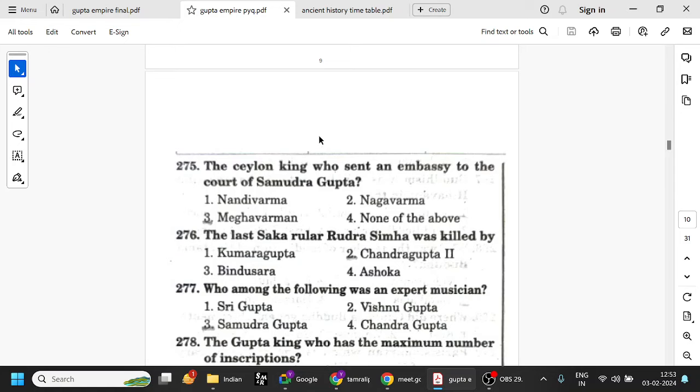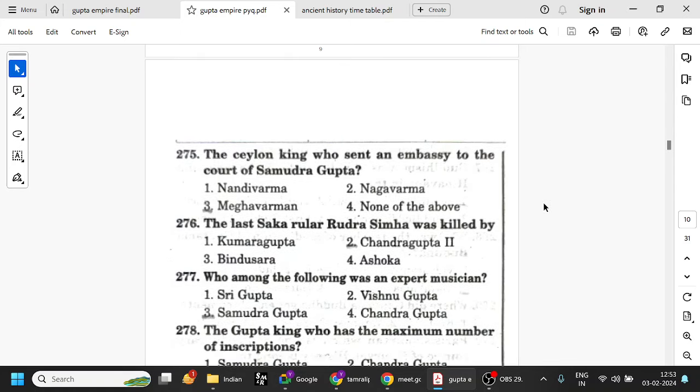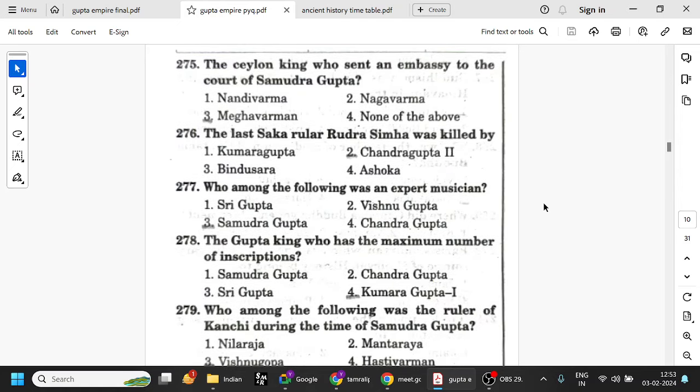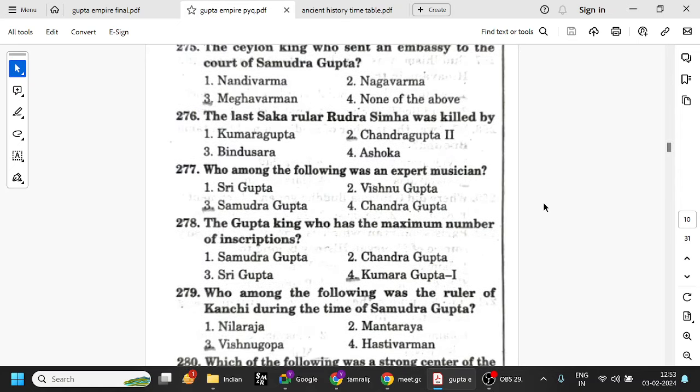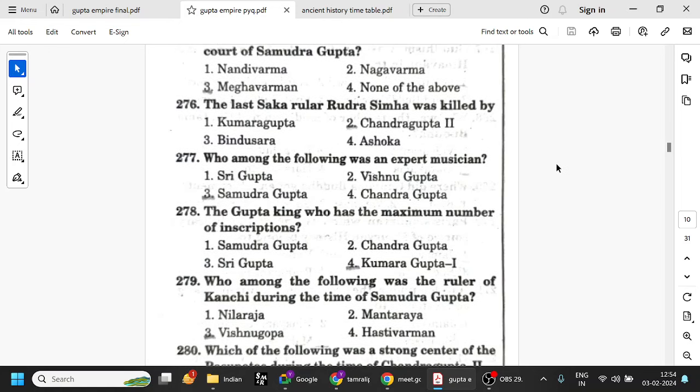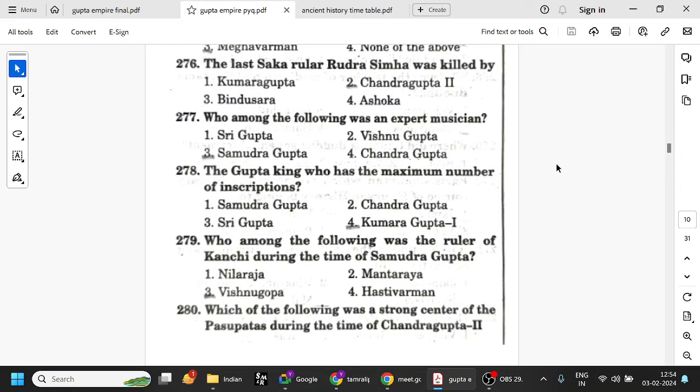The Ceylon king, that is Sri Lanka, Meghavarna. We have already seen, okay. Meghavarna sent an embassy to Samudragupta to build a Buddhist temple at Bodhgaya. The last Saka ruler Rudrasimha was killed by Chandragupta II. Okay, we have seen already. The Sakas, Parthians, Kushans, etc. are pre-Gupta, post-Mauryan.